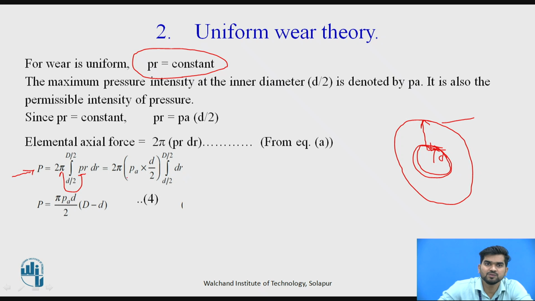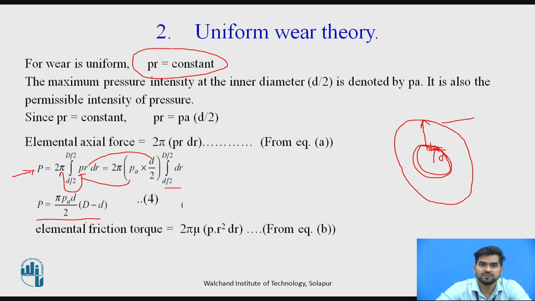So we get 2 pi into Pa into d by 2, where P is the maximum intensity of pressure at the innermost radius, and R is d by 2, integration of small d by 2 to capital D by 2 of dr. We know the integration of dr is equal to r. By integrating with lower limit small d by 2 and upper limit capital D by 2, we get the total axial force P is equal to pi into Pa into d by 2, in bracket capital D minus small d. We call this equation number 4.